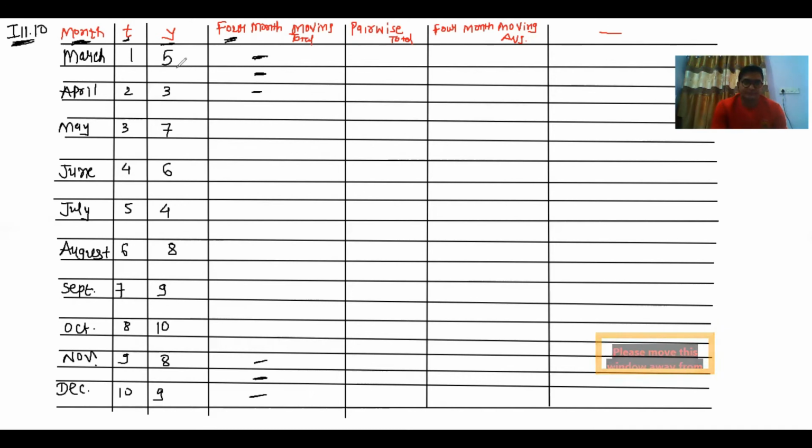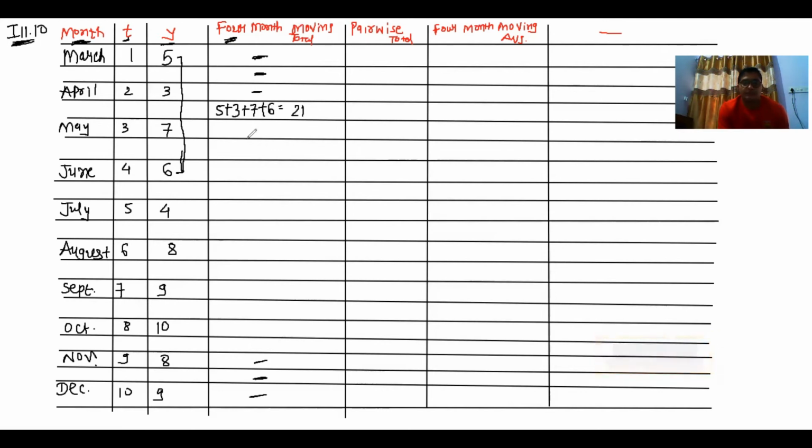Then after, here is the 4 months moving total. In the 4 months moving total, we have to do a total of four rows, 1, 2, 3, and 4. The total of these four data, we have to write down in the fourth row. 5 plus 3 plus 7 plus 6, and the answer is 21.